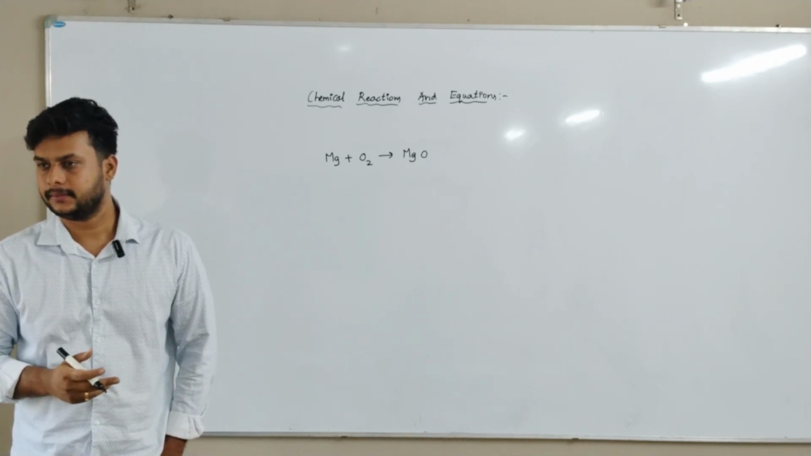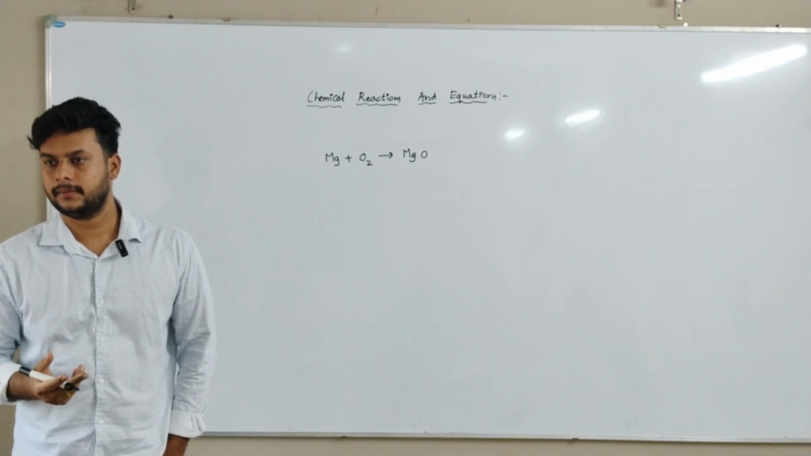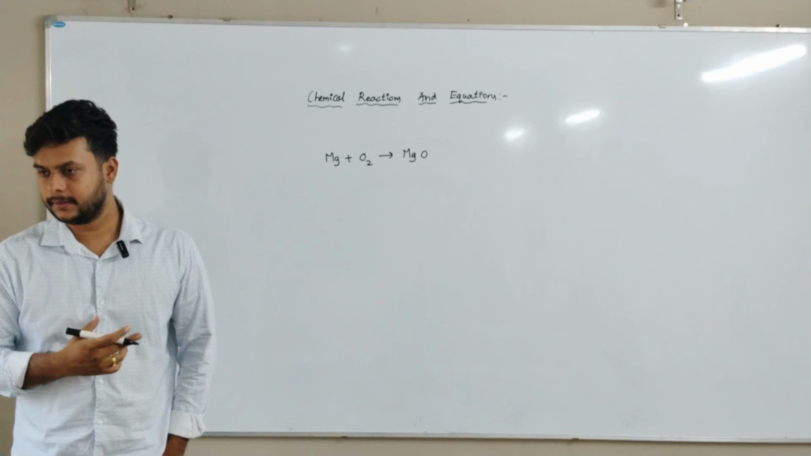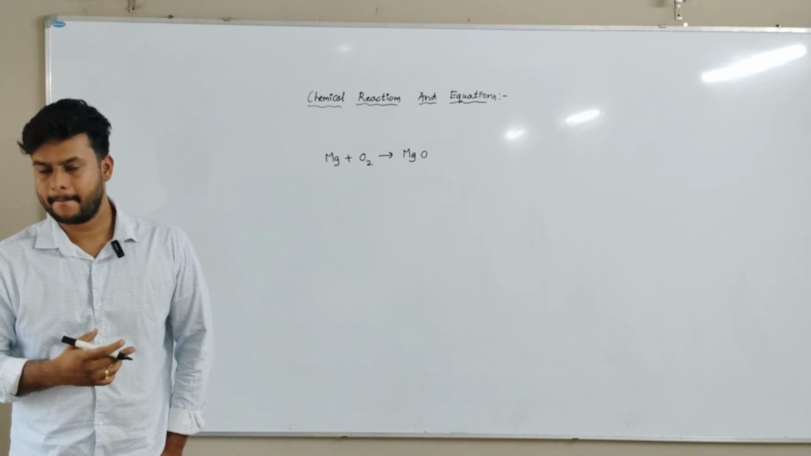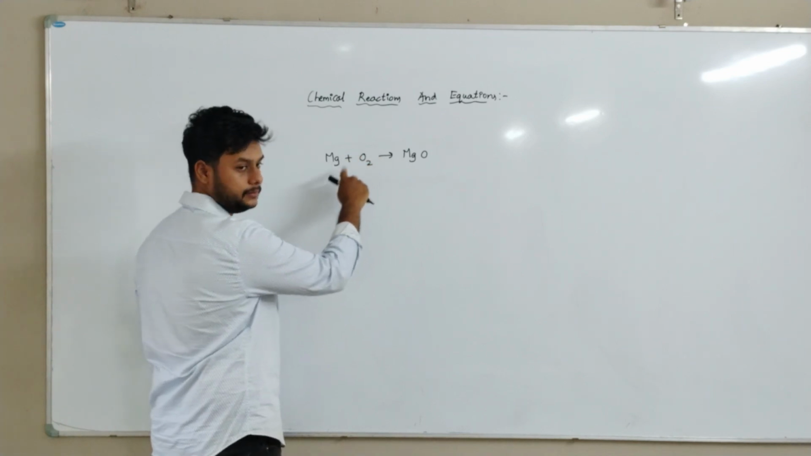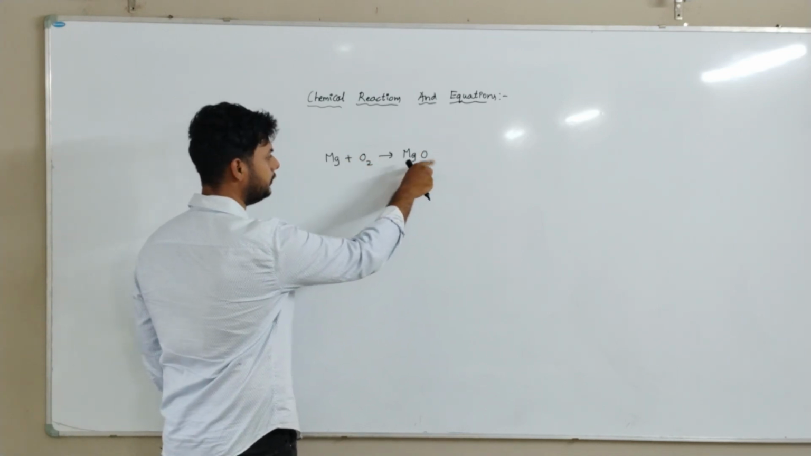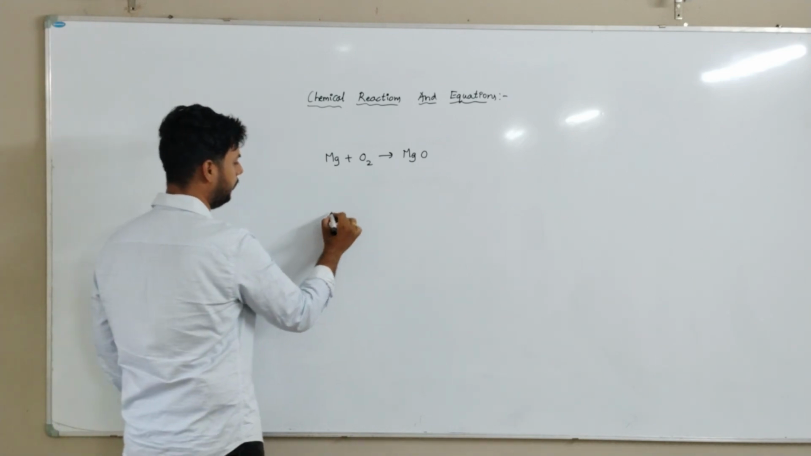Yes or no? Is that a balanced equation? Why? Here oxygen, how many are there? 2 are there. Here how much oxygen is there? 1. Okay. So first I will show you how to identify that.